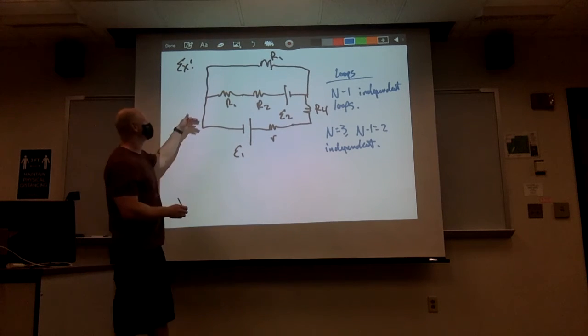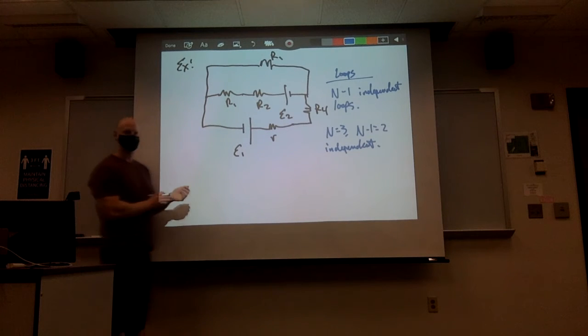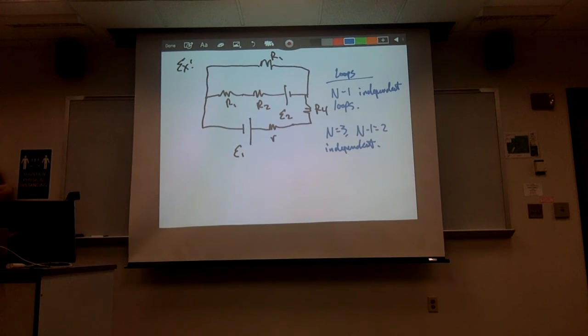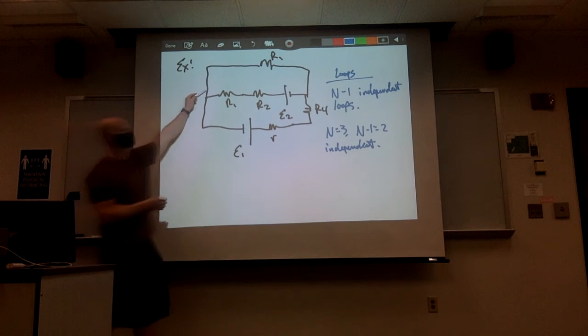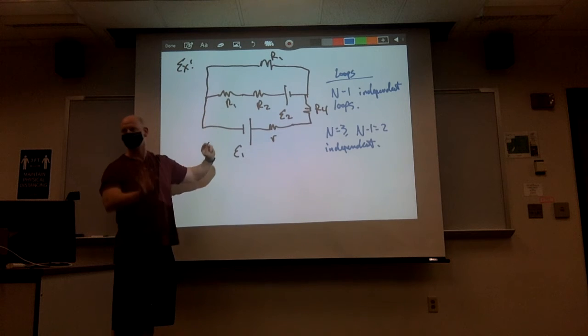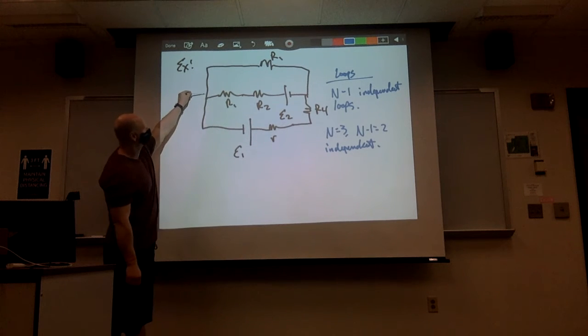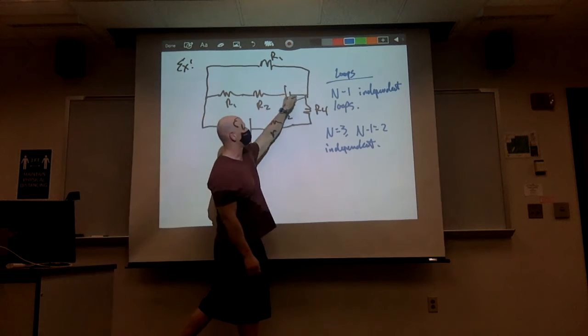So what that means then is I'm going to choose 2 of these particular loops. Because again, the third loop is simply a linear combination of the other 2. Now, whichever 2 loops that I choose, it doesn't matter. I'm just going to choose 2 loops that I'm going to analyze. We'll set that up in just a second. The other thing is the junction rule. So notice here I have 2 junctions. I have 1 junction here and I have 1 junction here.